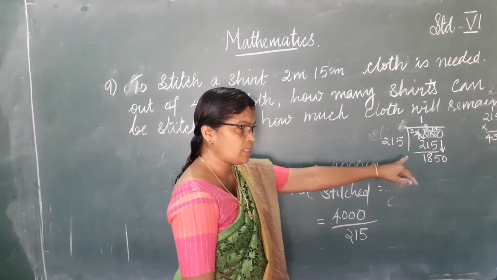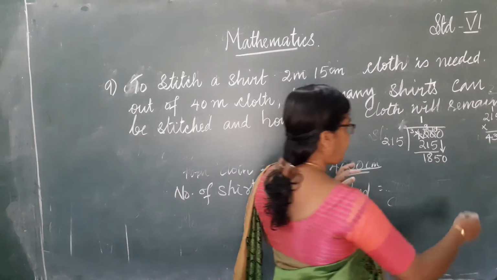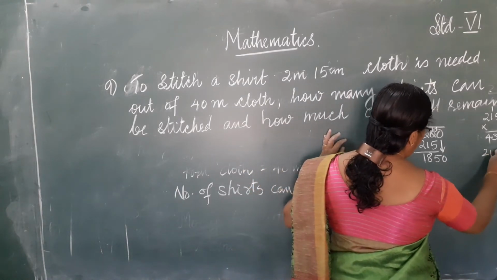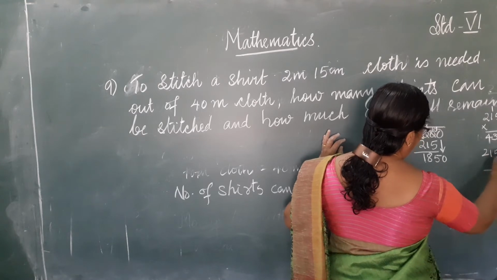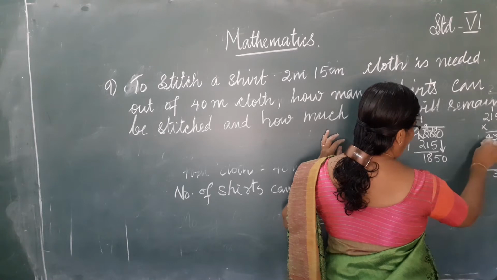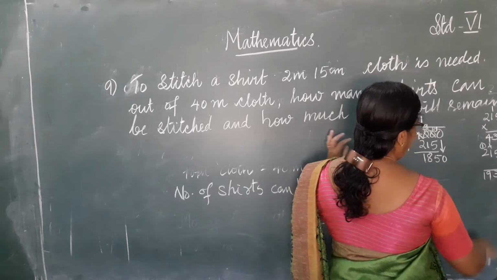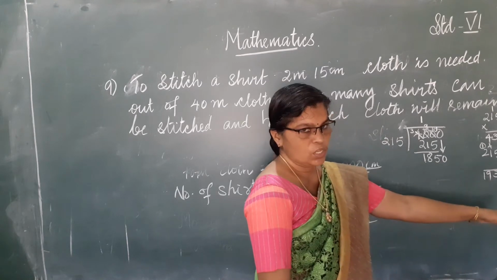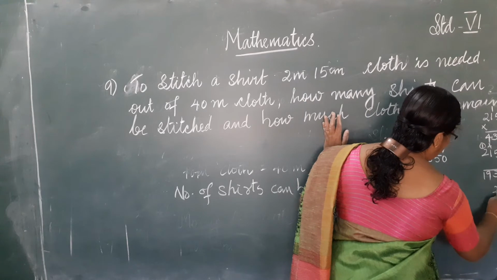In 1850, how many 215 can be taken? So 215 into 9 if we do, 9 5s are 45. 4, 1 9s are 9 plus 4, 13. 1, 9 2s are 18 plus 1, 19. 1900 it comes. So we cannot take 9 times. Right? So let us take 8 times.